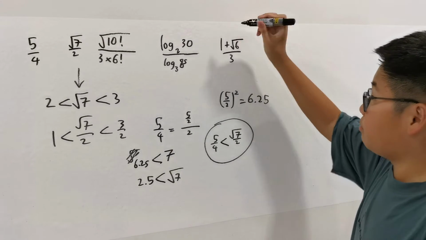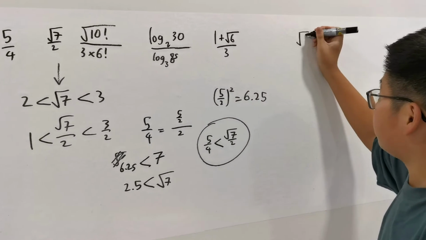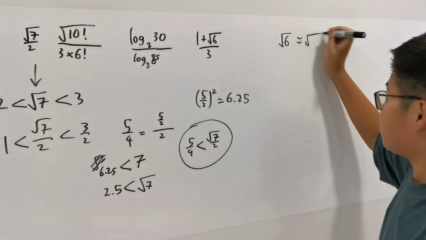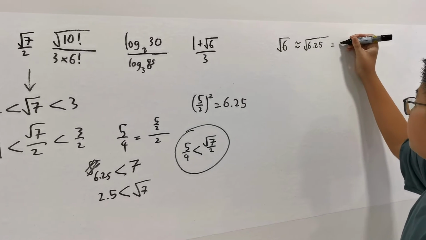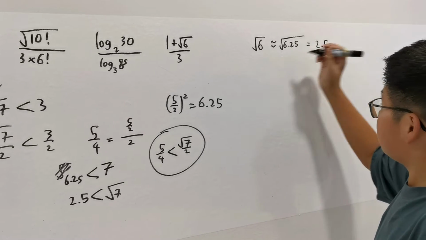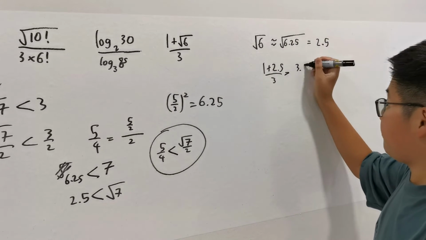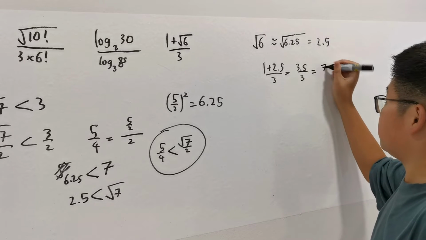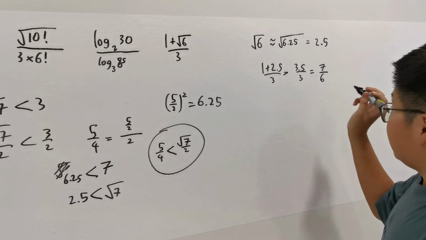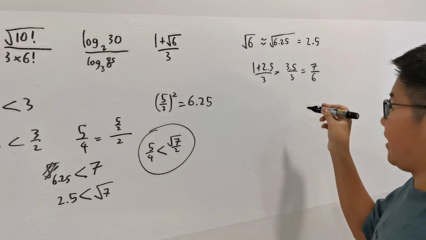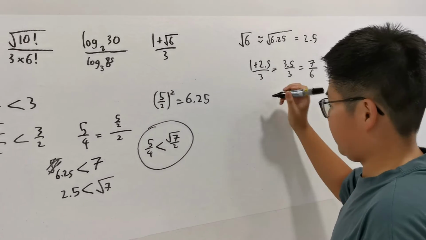Let's start with 1 plus square root 6 over 3. We can realize that square root of 6 is approximately equal to square root of 6.25, which we saw earlier, and it's equal to 2.5. So what's 1 plus 2.5 over 3? Well, it equals 3.5 over 3, which conveniently equals 7 over 6. Now what is this? We can realize that 1 plus root 6 over 3 is less than 7 over 6.